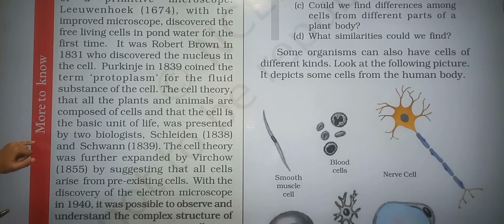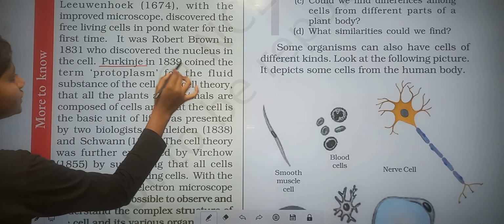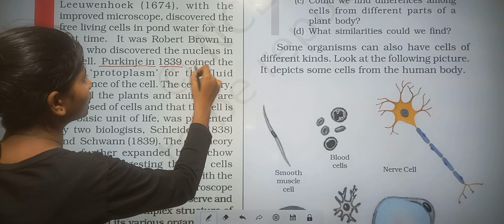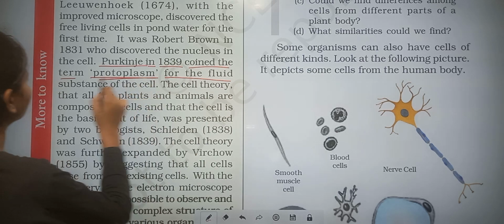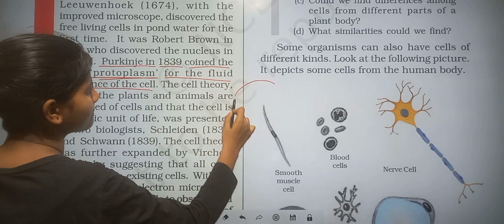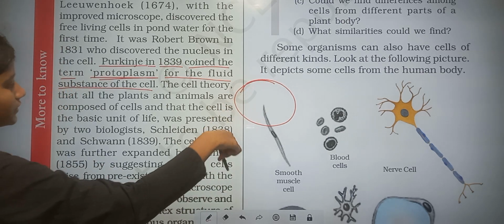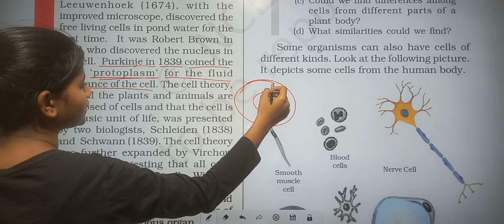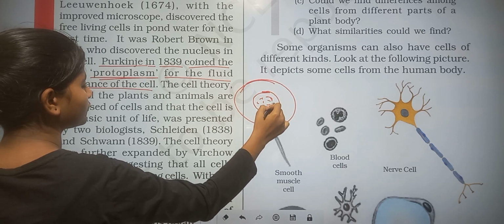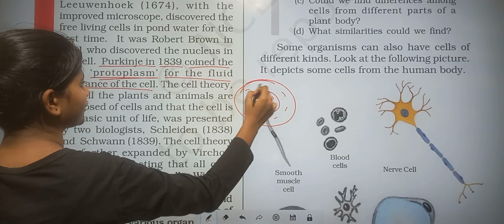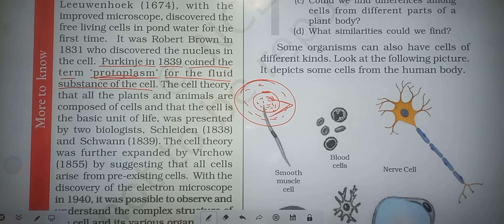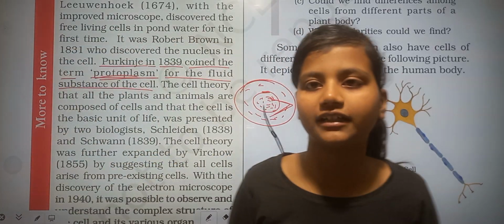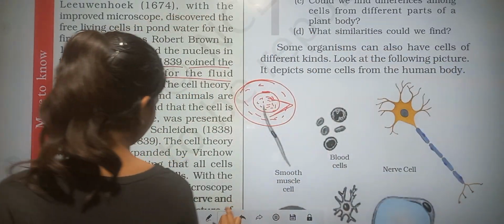And Purkinje in 1839 coined the term protoplasm for the fluid substance of the cell. This one is the cell and this one is the nucleus. In the nucleus, the nucleoplasm is present and here the cytoplasm is present. Both are known as the protoplasm. The term protoplasm was given by Purkinje in 1839.